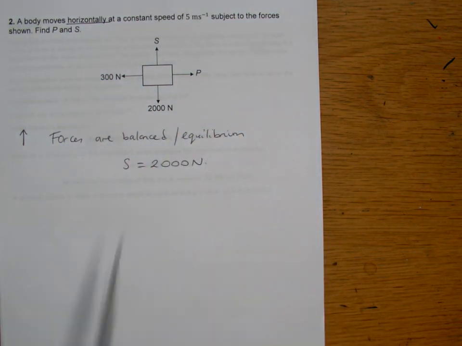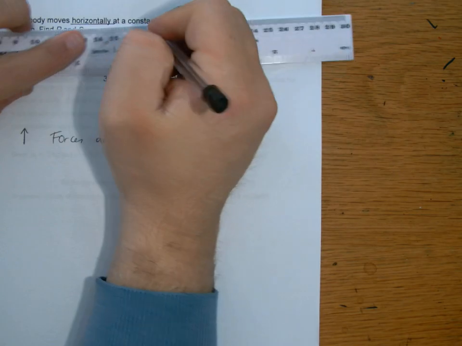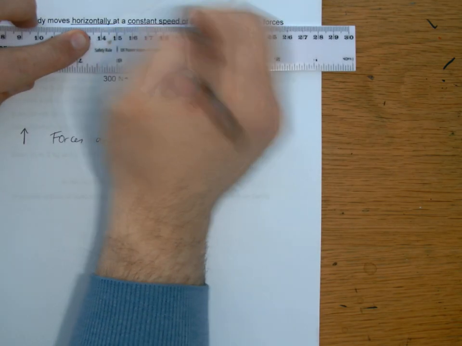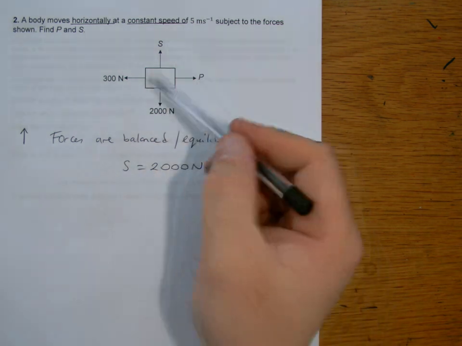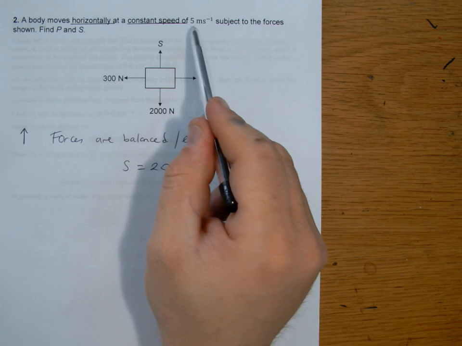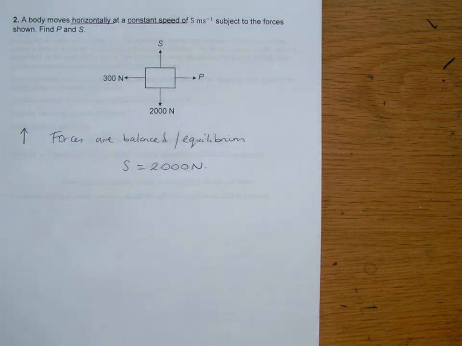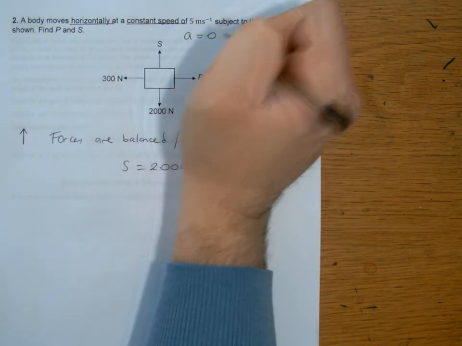Now in terms of the horizontal motion here, I'm working out P. The next important word is what we've got here. It says constant speed. So when we have constant speed, think about the acceleration, or rather think about what's happening to its motion as it's going along. The speed does not change. The speed is always 5, which means it's not accelerating. In other words, the acceleration is 0.